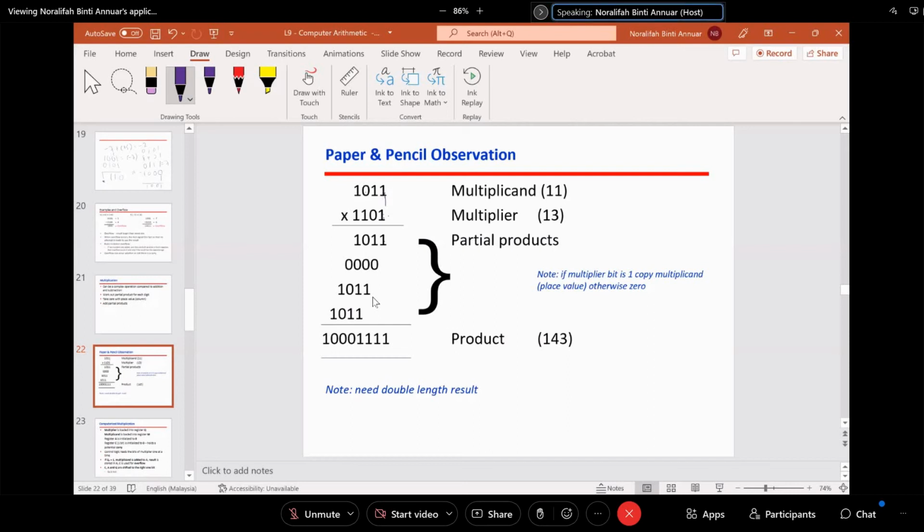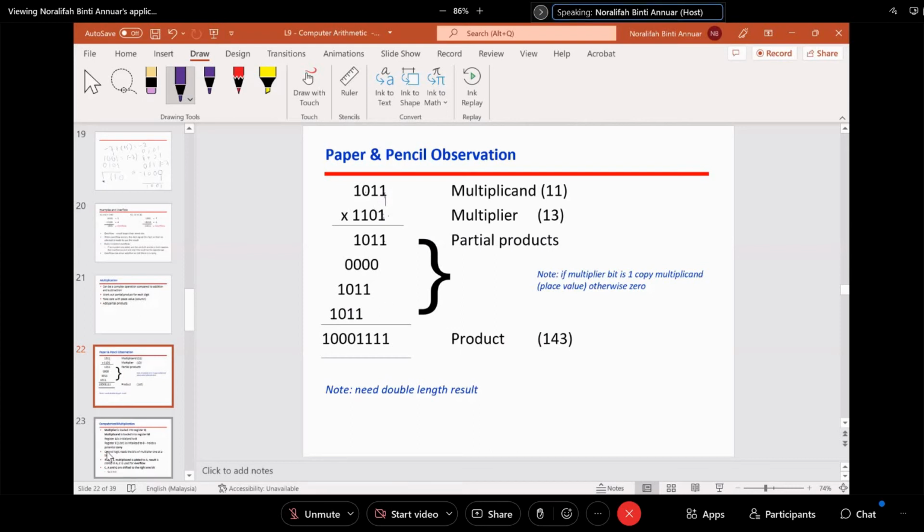But how computer do it? Macam mana komputer buat benda ni? Itu yang kita nak belajar. We try to understand the basic operation of the arithmetic in our computer system. So masa kecil-kecil kita belajar macam ni. Okay, so the product is the final result lah. So 11 multiplied by 13 will give you 143. Okay, this is how we do it kalau kita guna manual step.